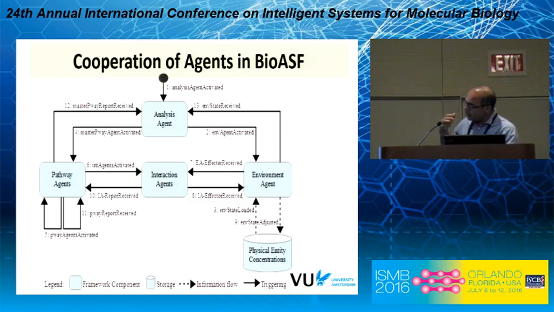And then when an interaction agent receives the concentration of its physical entity, based on its local rules, it decides whether or not to perform an interaction, and consequently consumes physical entities or produces new physical entities, which go back to the environment and cause another feedback loop.